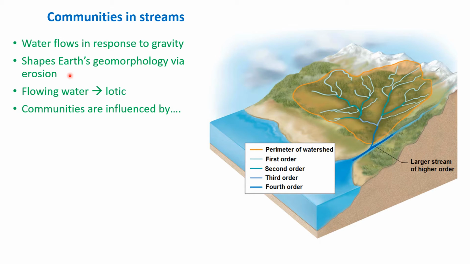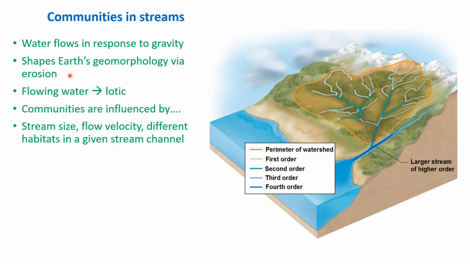Now, communities occupying stream habitats are influenced by a variety of parameters. So, stream size, which you can also consider as stream width, flow velocity or variation in the stream flow speed, and different types of habitats created within a given stream channel, within a given river as it flows from mountains all the way to the ocean.